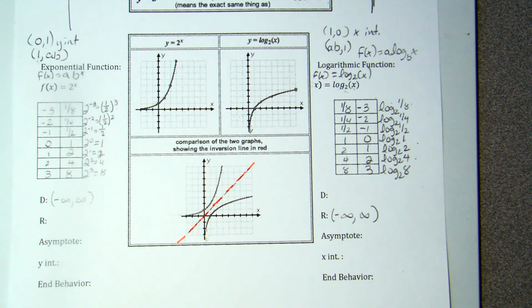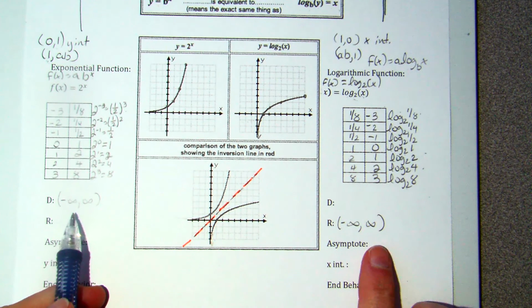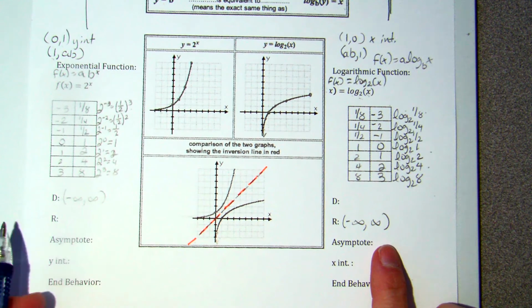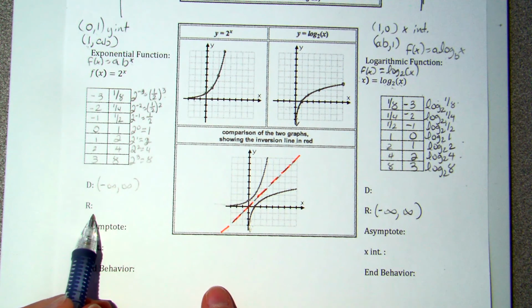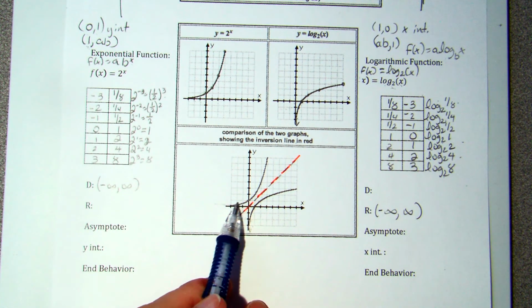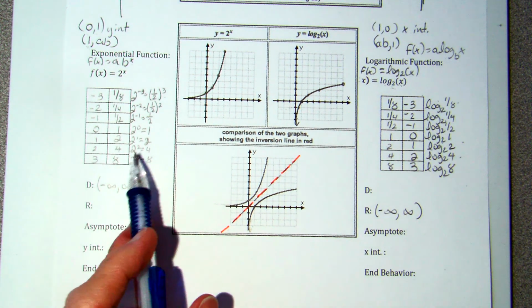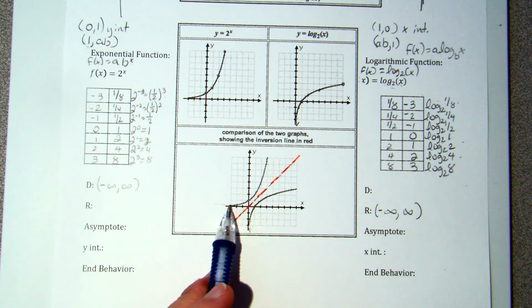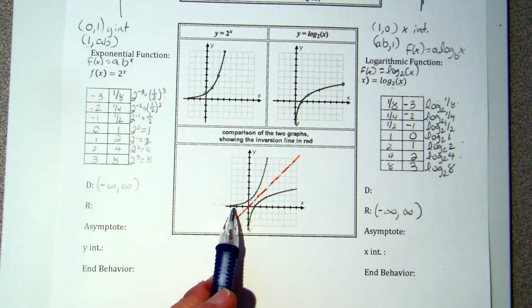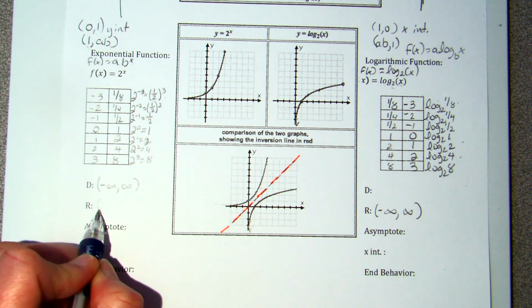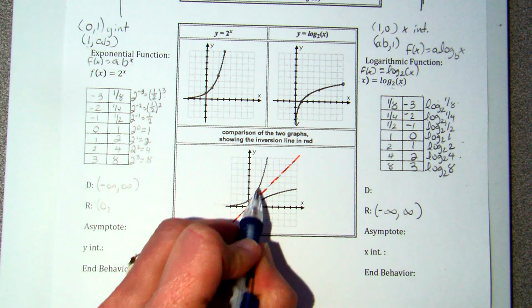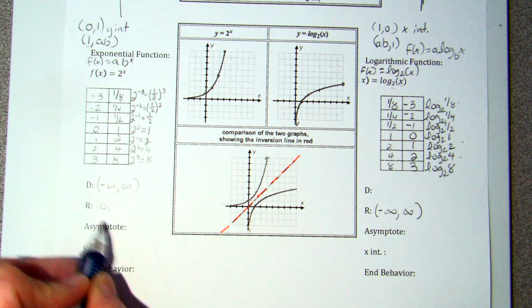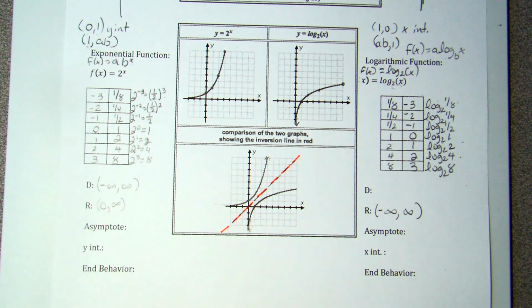All right, so the domain of the exponential and the range of the logarithmic are going to be the same. Now let's talk about the range of the exponential. Remember up here on the graph, that y value will never get to 0. It'll get close, close, close, but won't get there. That y value will never be 0. So that lowest y value is going to be 0, not included, and then it goes up forever to positive infinity. So the range is 0 to positive infinity.